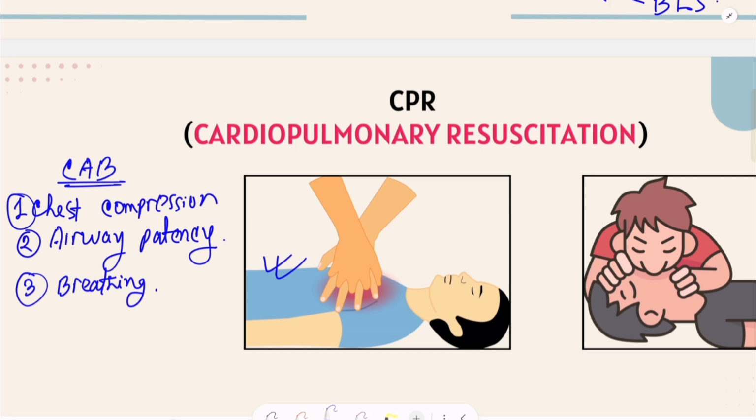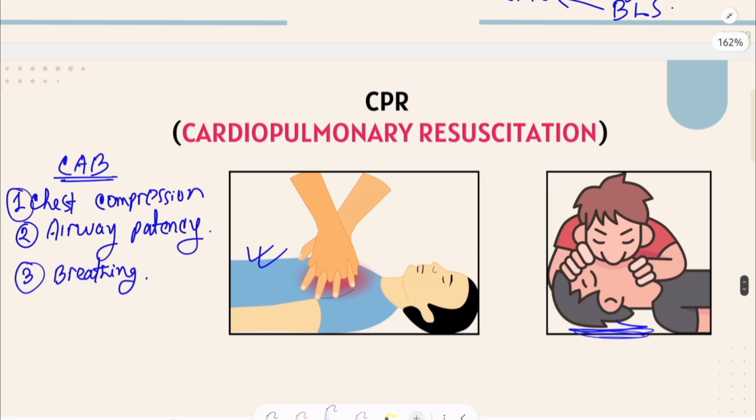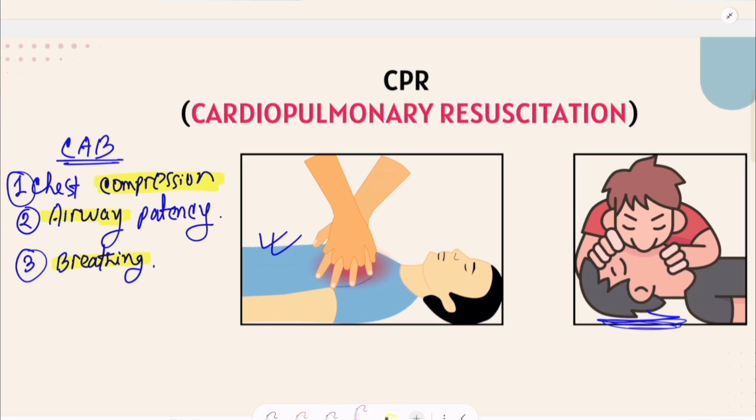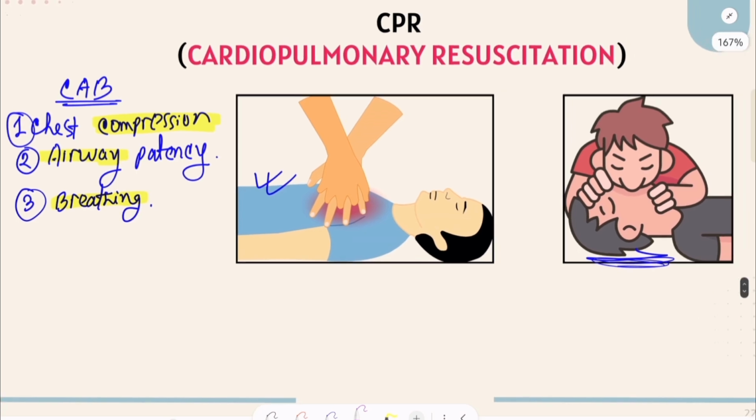We can give breathing through a bag, ventilator, or mouth-to-mouth breathing, whatever is available. So we will start CPR, cardiopulmonary resuscitation. Have you seen someone giving CPR? It is a very tiring job. The person who gives CPR has to compress the chest very strongly, 100 times a minute. So within 2 to 3 minutes, the person who is giving the CPR will get very tired.